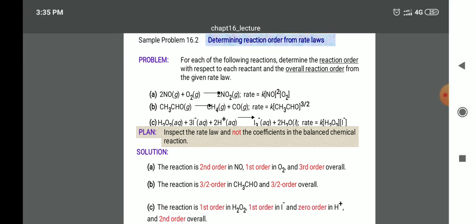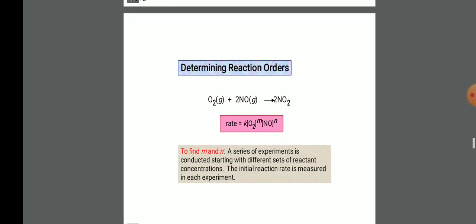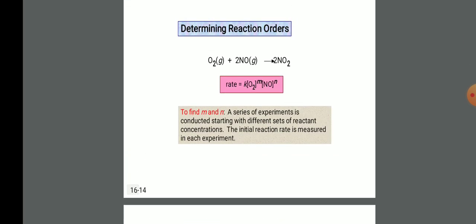The last reaction example is first order in H2O2, the hydrogen peroxide, first order in I minus, and zero order in H plus, so second order overall. First order plus zero order, therefore the overall reaction is second order. Okay, that is how to determine the reaction order.